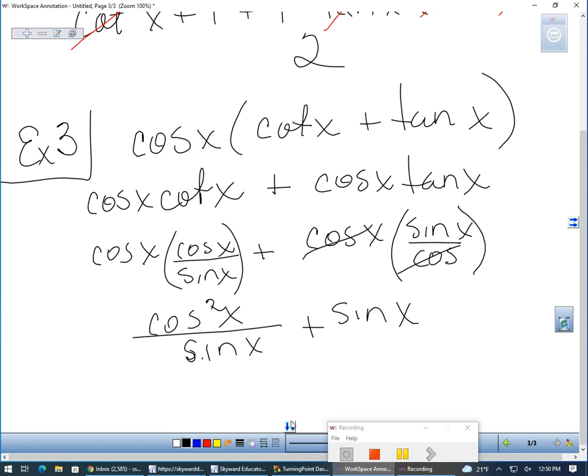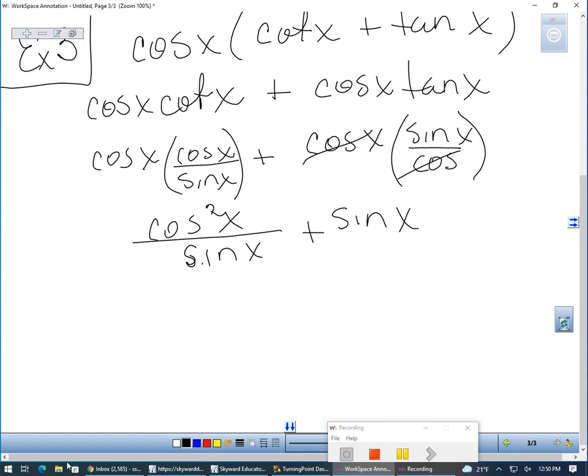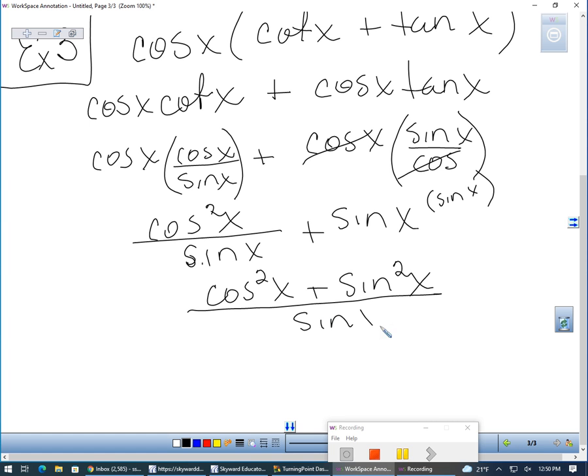All right, we're almost there. There's a plus in the middle. So if I have a fraction added to something else, what do I have to get in order to put them together? A common denominator, which means I'm multiplying this one by what? We're going to multiply this one by sine x. Exactly. So on the top, I'm going to have cosine squared x plus sine squared x all over sine x. We're all good with that? Now, what is that wonderful numerator equal to?